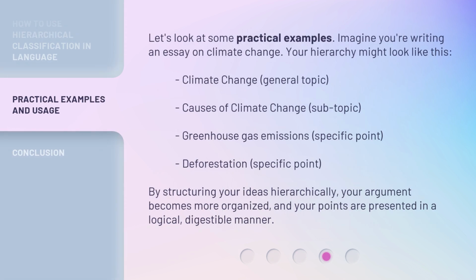Let's look at some practical examples. Imagine you're writing an essay on climate change. Your hierarchy might look like this. Climate change, general topic. Causes of climate change, subtopic. Greenhouse gas emissions, specific point. Deforestation, specific point. By structuring your ideas hierarchically, your argument becomes more organized, and your points are presented in a logical, digestible manner.